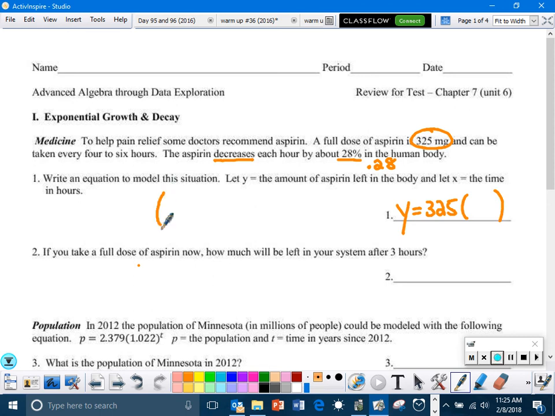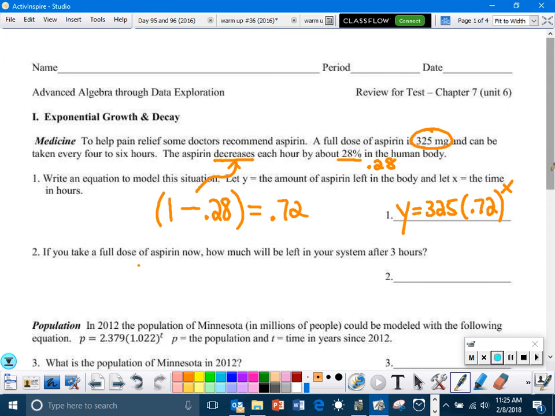Now, before I fill in the parentheses, I need to do a little scratch work. Inside the parentheses, we would do 1 minus, because of the word decrease, 1 minus the 0.28. I do not want the minus sign in our final answer, that's why we're doing this scratch work off to the side. So that would be 0.72. So our final answer is y equals 325 times 0.72 to the x power.